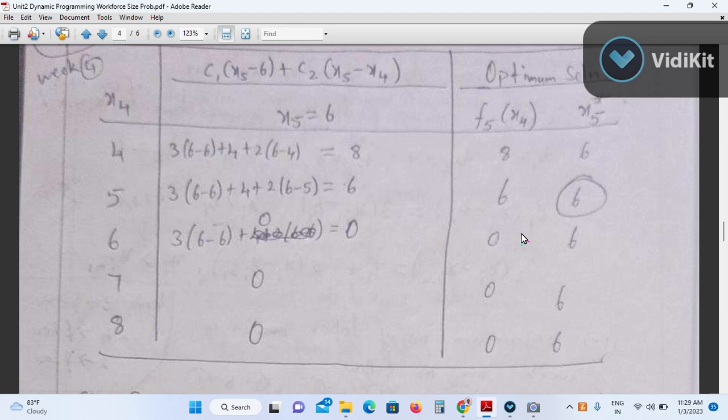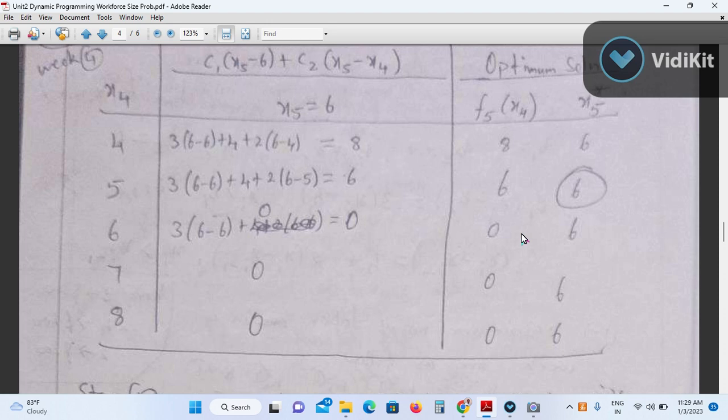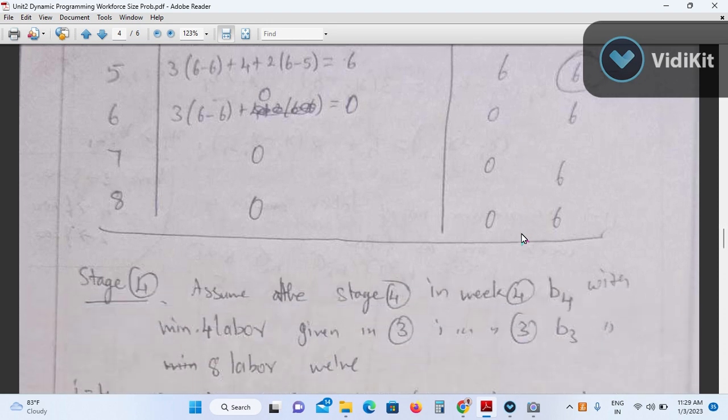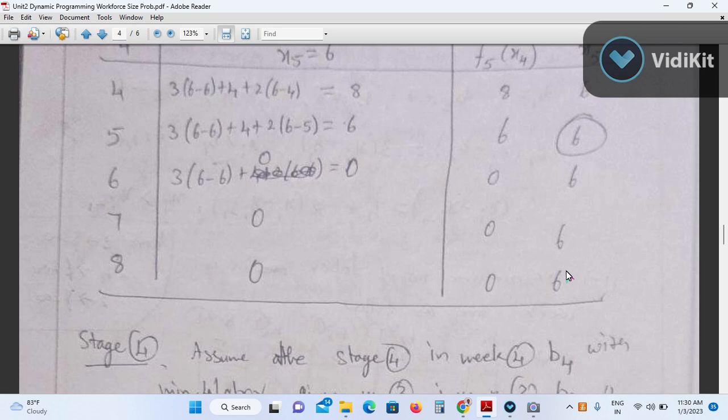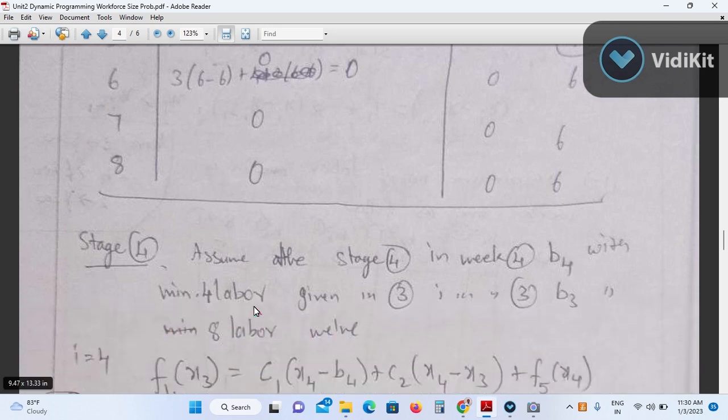Now, based on this fourth week observation, I have to go for the third week, right? So I'm going forward assuming stage 4, that is week 4, with b4 equal to the minimum. What is the minimum? You need 4 laborers, right? So minimum 4 laborers. You are moving to the third week, where the minimum laborers required is 8 laborers, right?